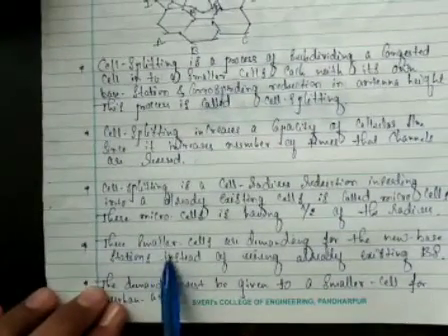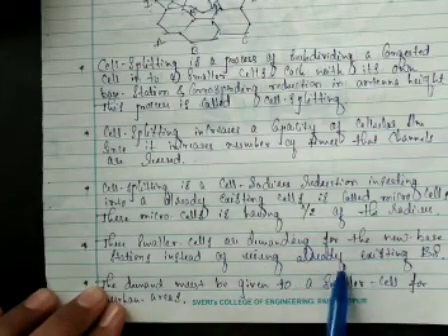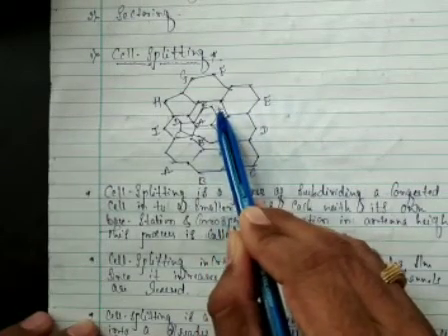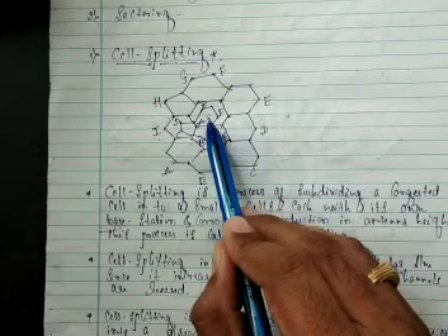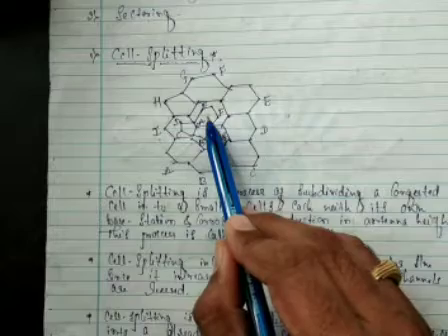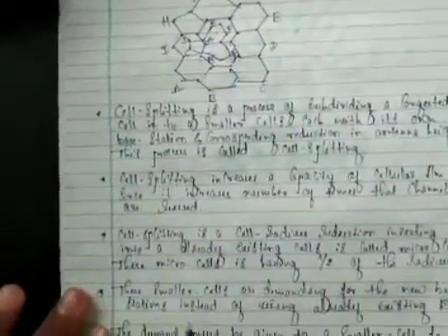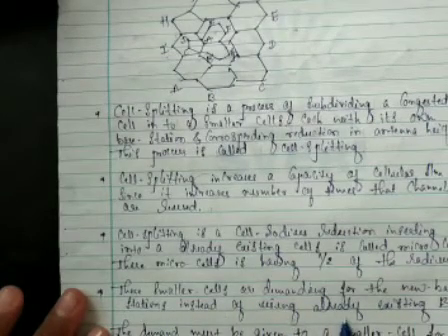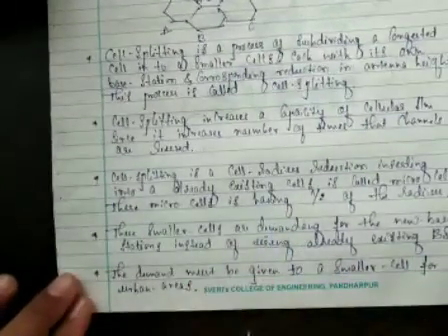Next point, these smaller cells demand a new base station instead of using the already existing base station. I have told you previously, the base station present in the existing cell will not be used. These smaller cells are again going to demand new base stations. We want a new base station for our services. That is one of the main advantages. That is, smaller cells demand a new base station instead of using the already existing base station. That is one of the advantages of cell splitting.